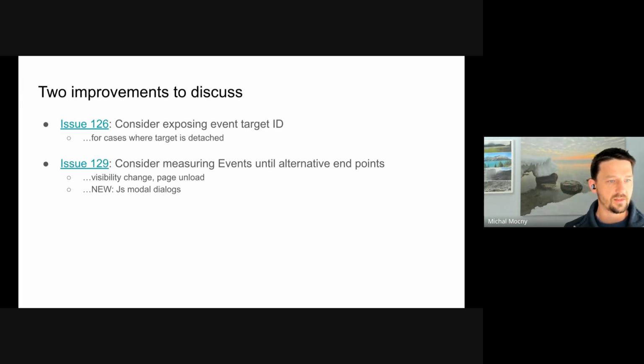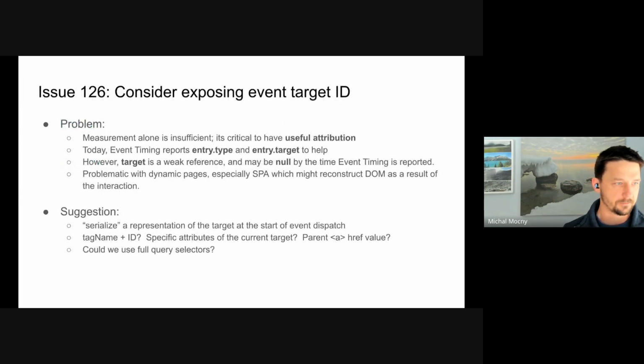We'll talk about that in a sec. And then, when does event timing end, and what is the best way to expose that information? And we'll talk about that quickly. So here are the two issues. I also linked them in the notes. So issue 126, consider exposing event target ID.